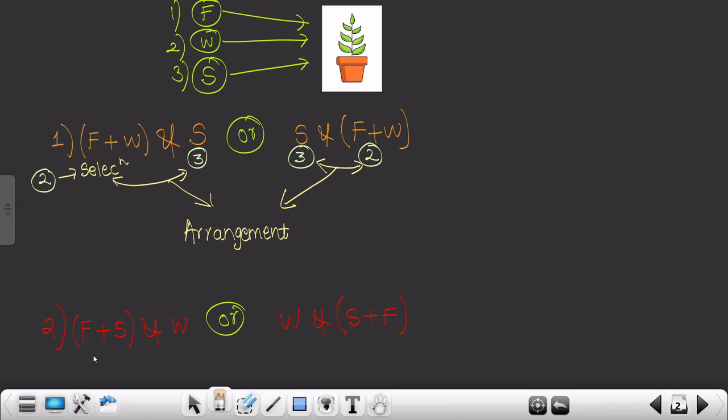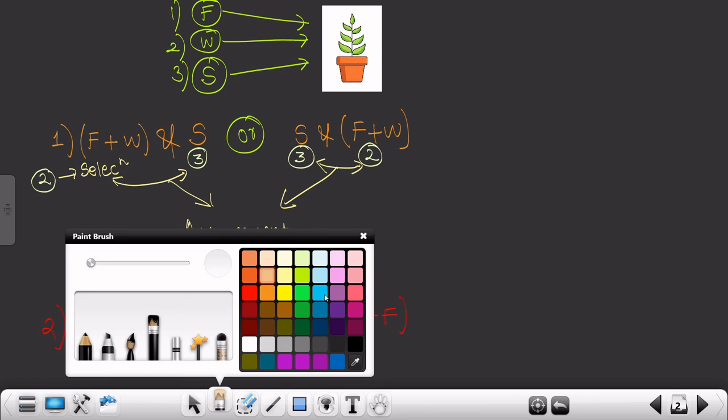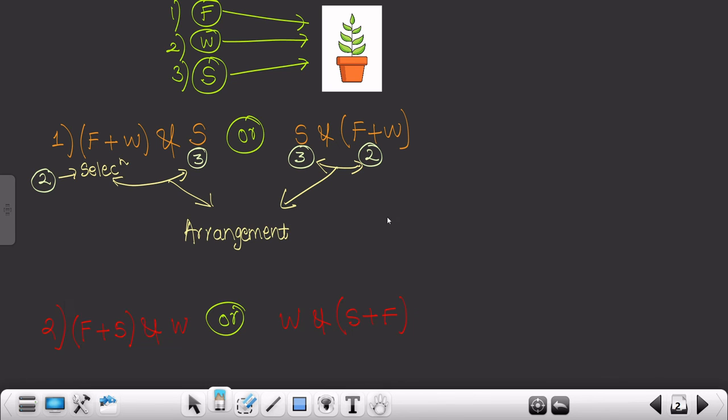Similarly over here we selected two in the second case, and then we are arranging it with the third one. In the second case we selected the first and third parameter, and then we are arranging it with the second parameter. As you can see, the second parameter is water. Similarly over here the same thing, and there might be many more cases. So in all, we are doing permutation and combination of the cases.